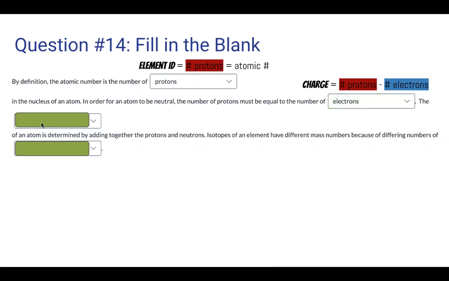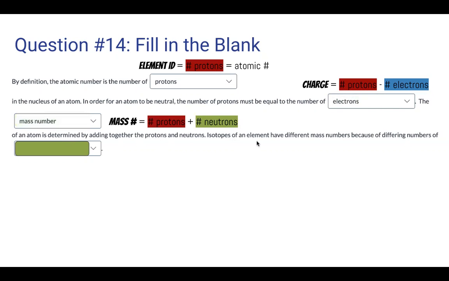All right, the blank of an atom is determined by adding together the protons and neutrons. Well, protons and neutrons are what give an atom its mass. So basically, it's referring to the mass number. Protons plus neutrons give us the mass number.